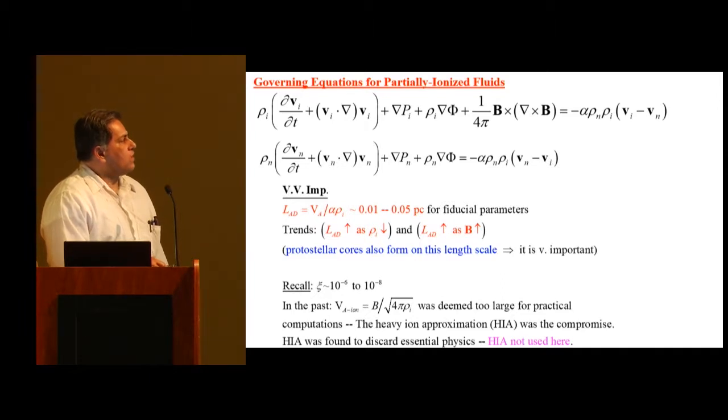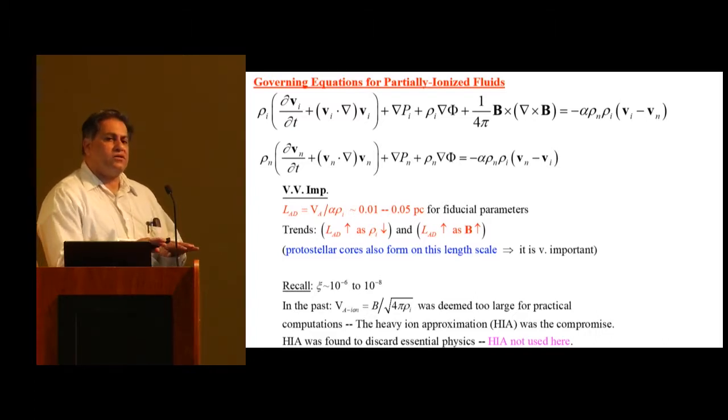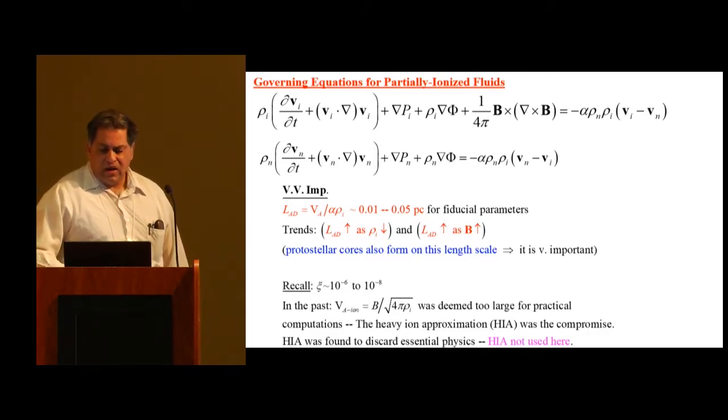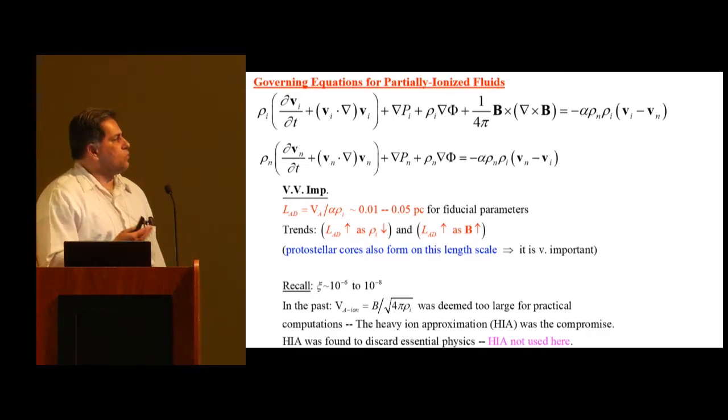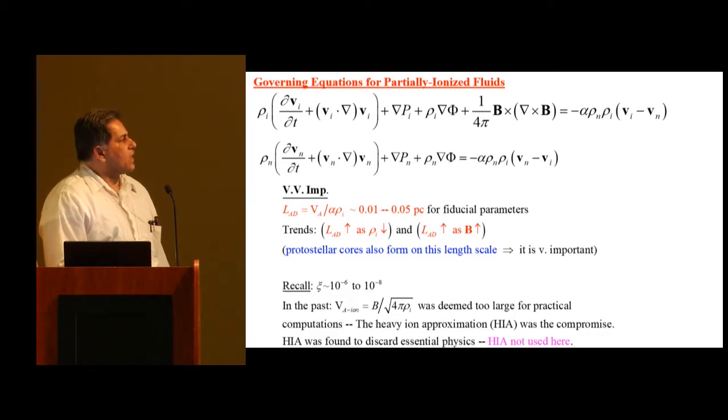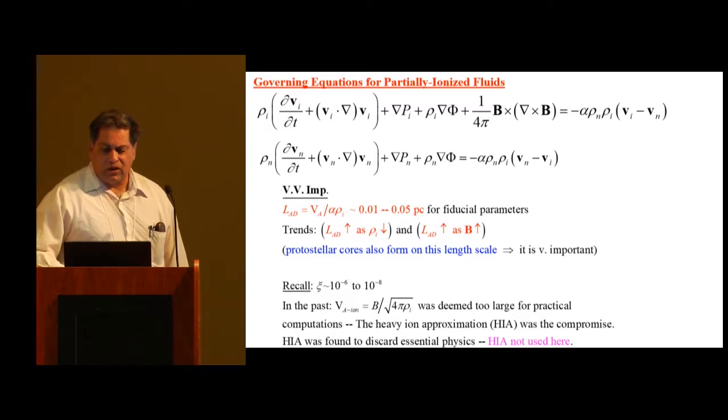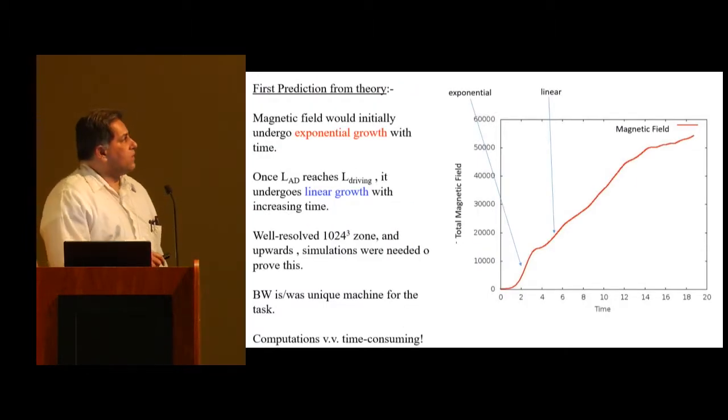And this length scale actually increases as the ionization fraction decreases, and furthermore, as the magnetic field grows, this ambipolar diffusion length scale on which the ions and the neutrals decouple actually increases. The upshot of that is that you have a situation where these calculations become unusually difficult because the dynamo grows unusually slowly.